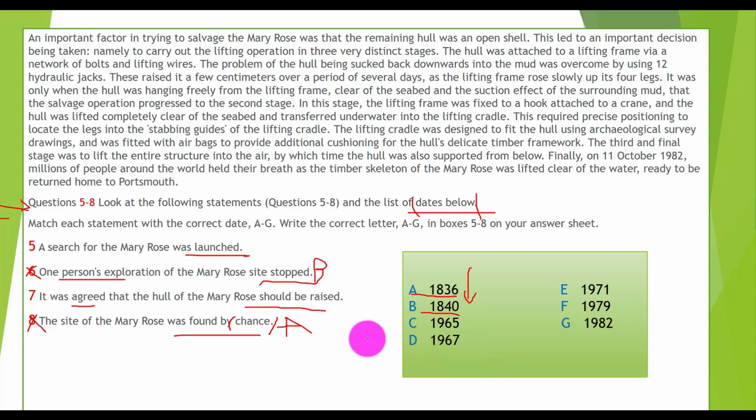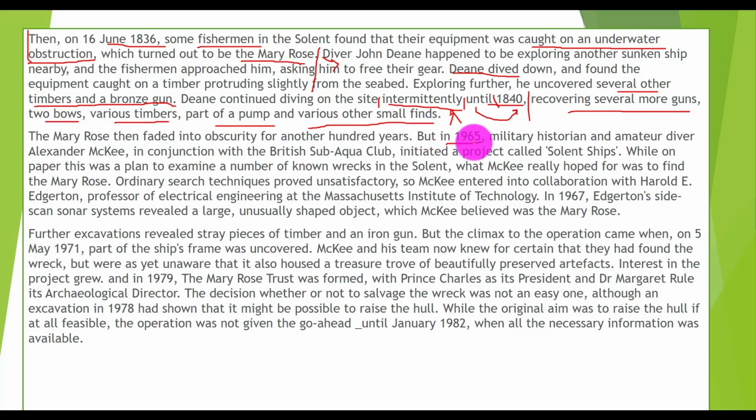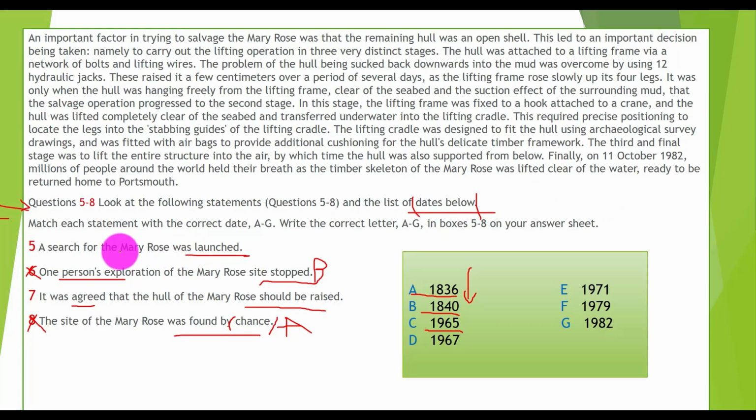Okay, now let's look for 1965. And this is 1965. The Mary Rose then faded into obscurity for another 100 years, but in 1965, military historian and amateur diver Alexander McKee, in conjunction with the British Sub-Aqua Club, initiated a project called Solent Ships. Okay, they initiated a project. The search for the Mary Rose was launched. Okay, initiated could be paraphrased with search was launched. So this is C.